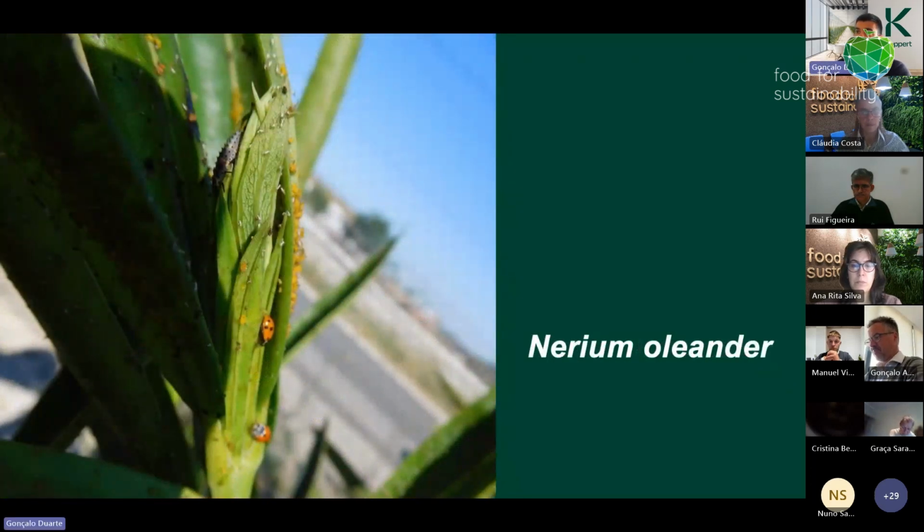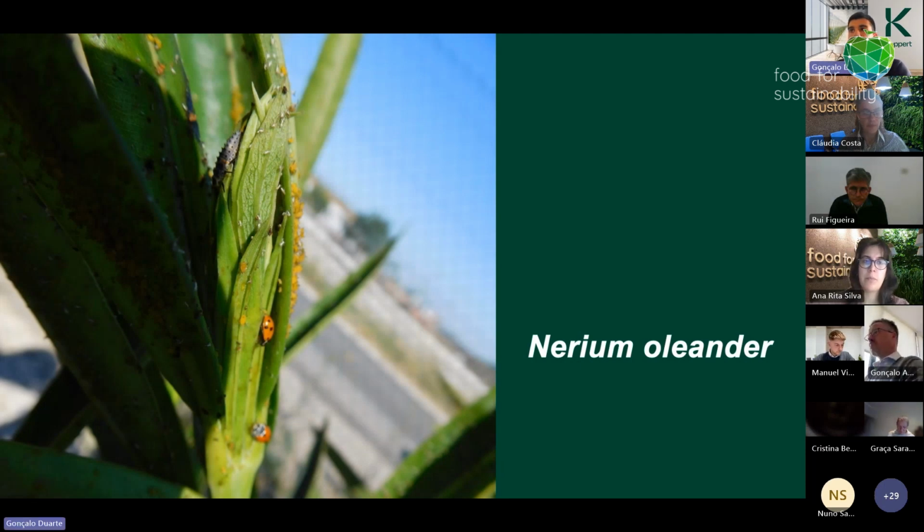Another species, Nerium, which is native to the Mediterranean as well, also has a specific aphid which only feeds on this plant. With a particular situation, this plant is very toxic, and these aphids are toxic to most natural enemies. Most ladybugs cannot feed on this aphid, but there is one species that can, which is the species in the photo. It's called Hypodamia.